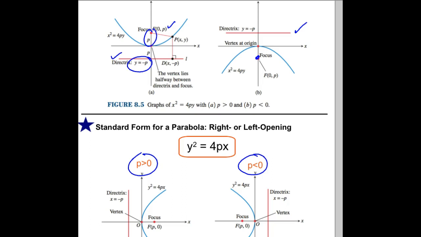Yes. Her question, is there only one specific directrix and focus for every parabola? Yes. They're all unique. And you can tell what it is based on the equation. We're going to get to that in a minute.